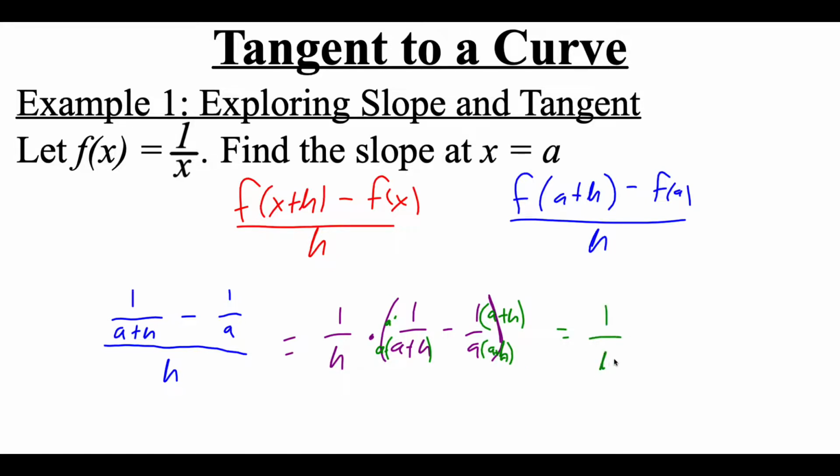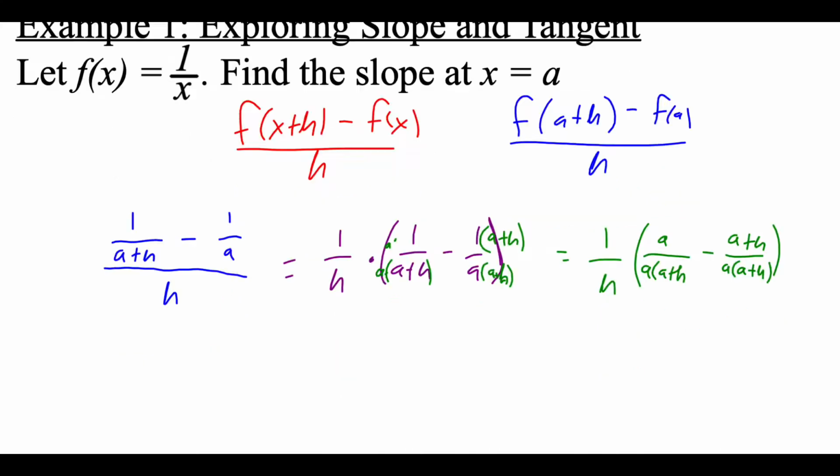So we've got 1 over h times, this first fraction turns into a over a times a plus h, and we're subtracting, this is going to be a plus h all over a times a plus h. Now we've got common denominators, so we can go ahead and put these together. So we're going to end up with 1 over h times a minus a plus h all over a times a plus h. And if we look at distributing that negative in, that's going to turn this a into a negative a, and it's going to turn that h into a negative h.